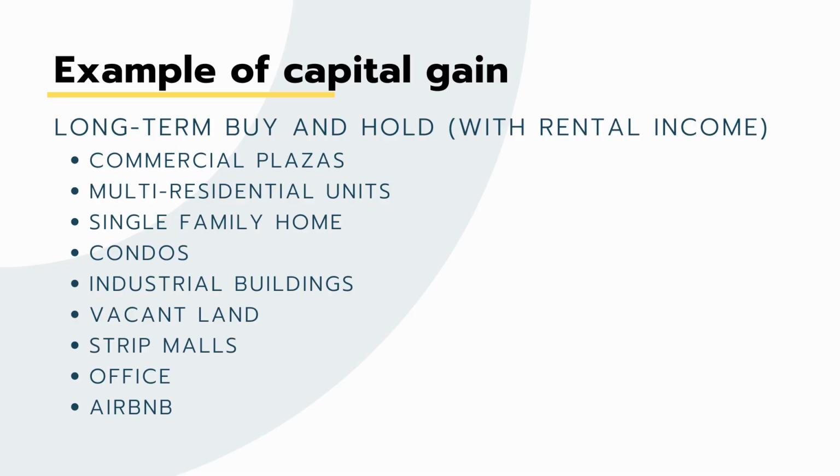Now, examples of capital gain are essentially anything long-term buy and hold with rental income. It could be commercial plazas, multi-residential units, single-family homes, condos, industrial buildings, vacant land, strip malls, office, even Airbnb. They are all considered long-term buy and hold. If you hold it long-term with the intention to really generate rental income, those would be your examples of capital gain transactions.